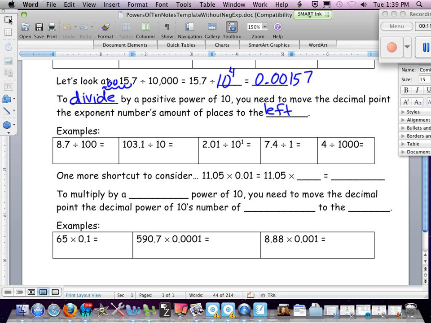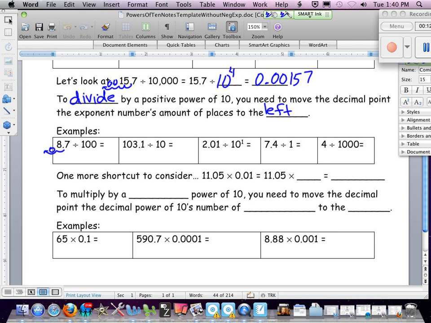So for the first example down here, 8.7 divided by 100. How many zeros are in 100? Yes, sir? 2. 2 zeros in 100. That means I have to move my decimal point 2 places to the left. What's going to be the result of dividing by 100, or moving the decimal 2 places to the left? What should I end up with? Nope, I want to move it to the left this time. So swoop, swoop, over there. So if I put the decimal point here, I need a placekeeper 0, and then the 8, and then the 7.